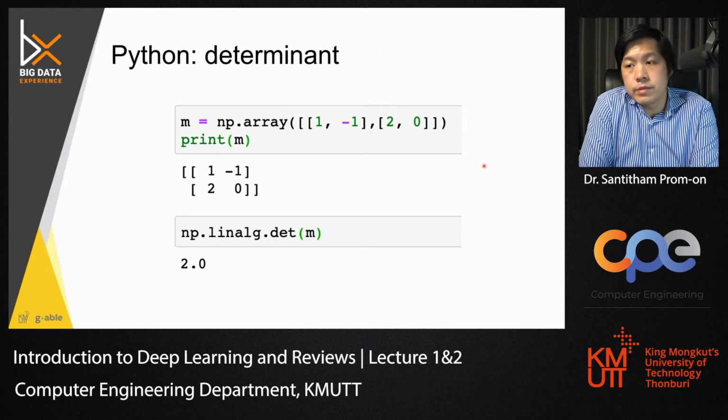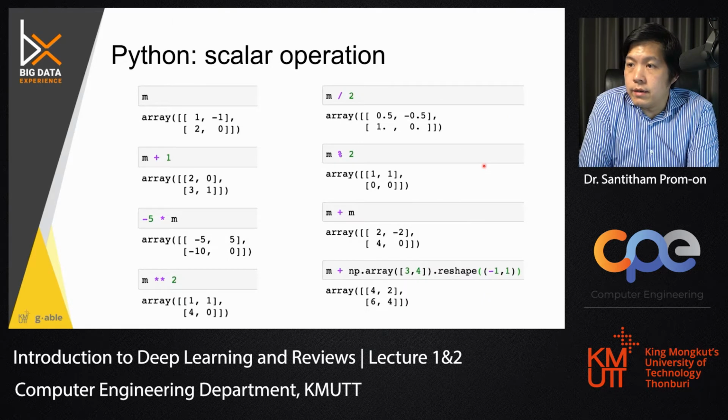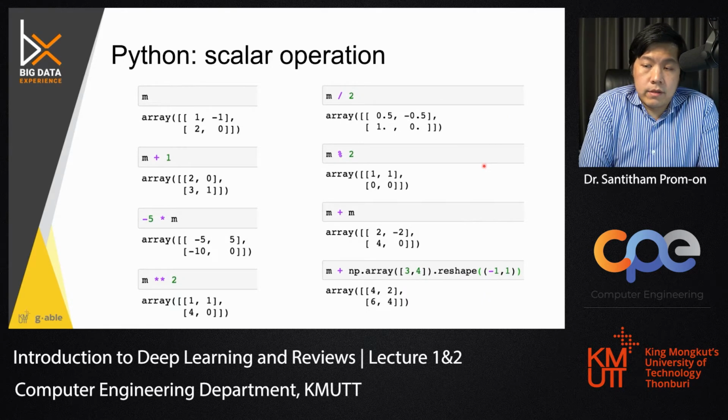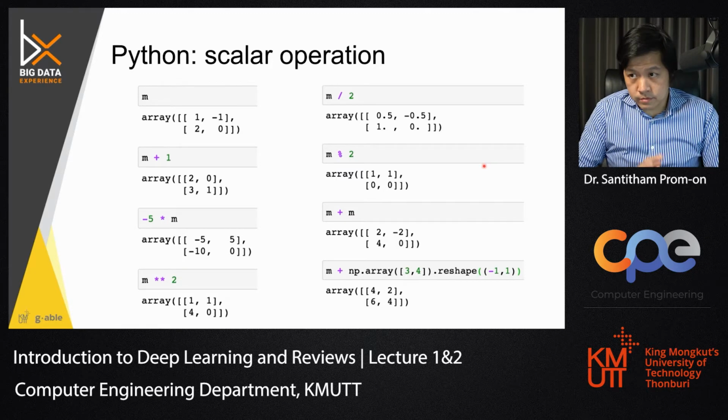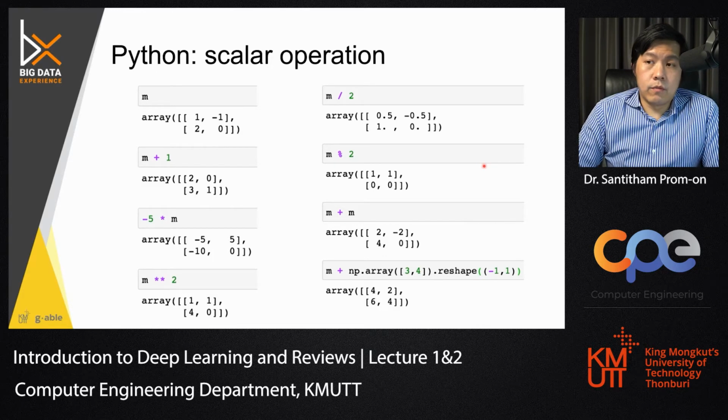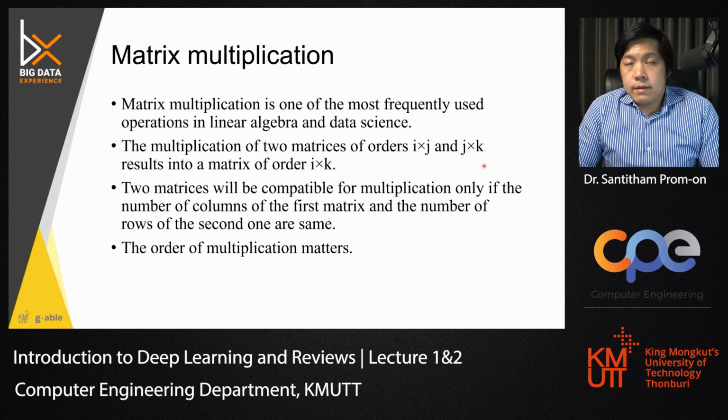In Python, you can use np.linalg.det to find the determinant. Then in Python, you can also perform other scalar operations, like addition and multiplication. What happens underlying is broadcasting, where Python would broadcast the 1 times 1 matrix to increase it into the size of the M matrix. That is for scalar operations, right?